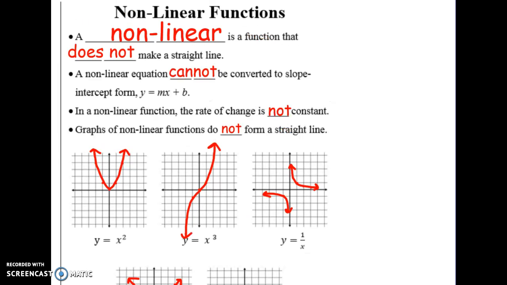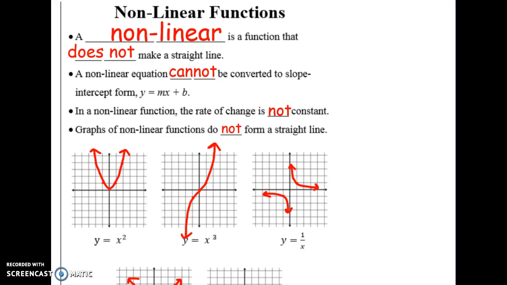Okay, so next page, nonlinear. A nonlinear is a function that, surprise, surprise, does not form a straight line. In science, have you worked on any graphs that came out nonlinear? Yeah. Sometimes they want you to connect the dots anyway, so it ends up being kind of a weird looking line graph. Sometimes it wants to be a curve.